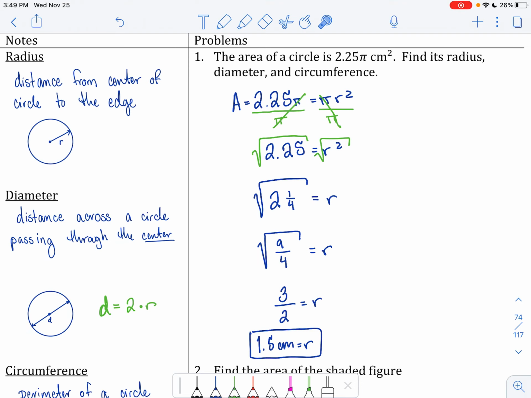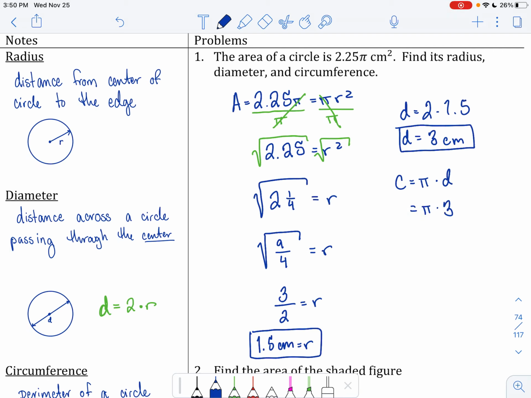The next thing it asks us to find is its diameter. So if d is equal to 2 times r, then in this case our diameter is equal to 2 times 1.5. So our diameter is 3 centimeters, and our circumference is equal to pi times diameter. So that's pi times 3. I would just leave this as 3 pi centimeters, especially since, as I said, I want you to not use a calculator on this. Leaving things in terms of pi is great.